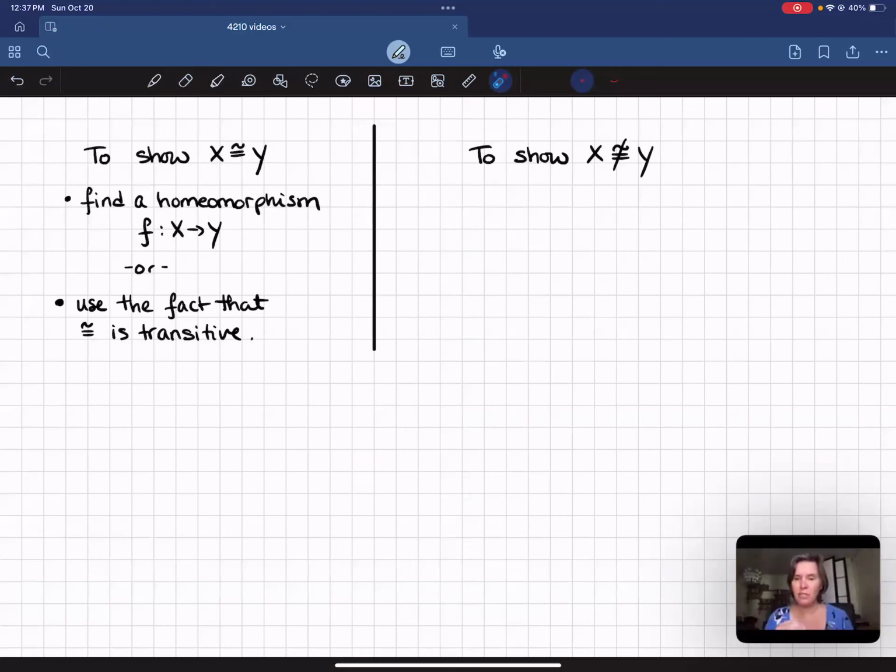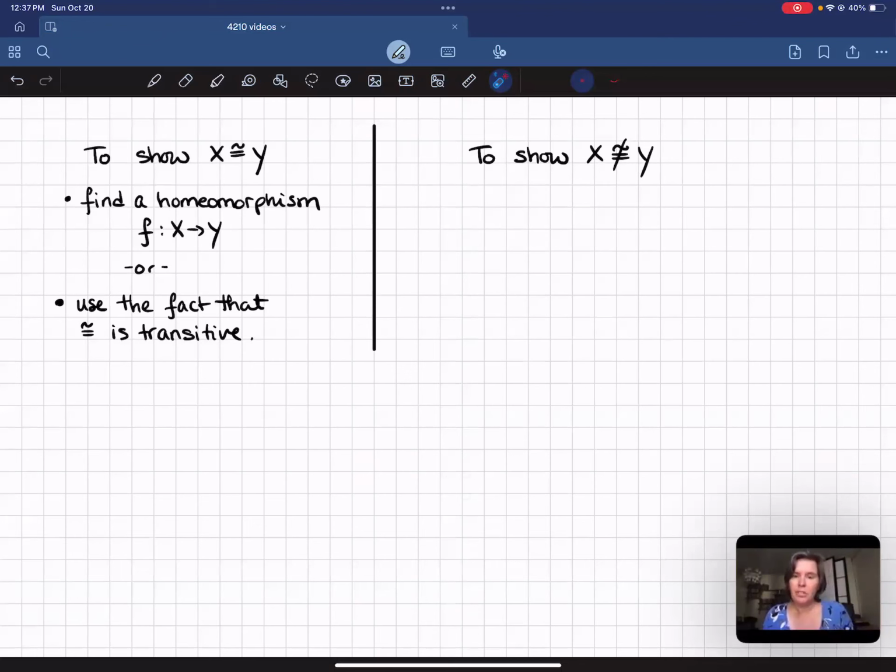or sometimes you might use the fact that homeomorphism is transitive. So you might already know, well, these two spaces are homeomorphic and these two spaces are homeomorphic, and so therefore the first and the third are homeomorphic. But in general, it's pretty straightforward to show two spaces are homeomorphic. You just have to either explain what the function is or define the function or somehow describe a function and then make an argument that it is continuous and has continuous inverse and that it's a bijection.